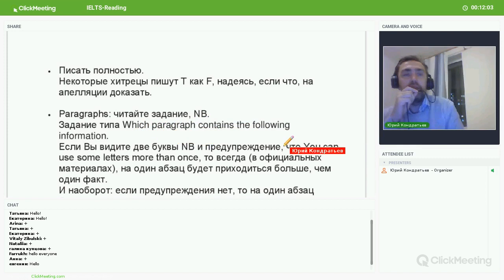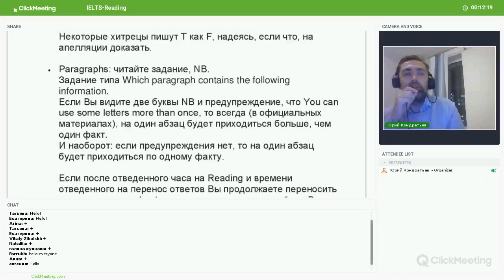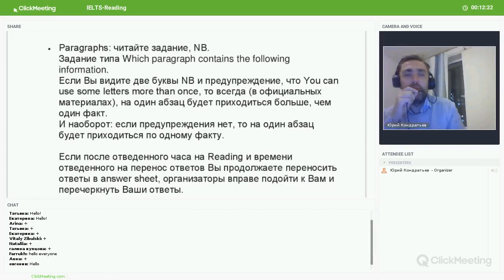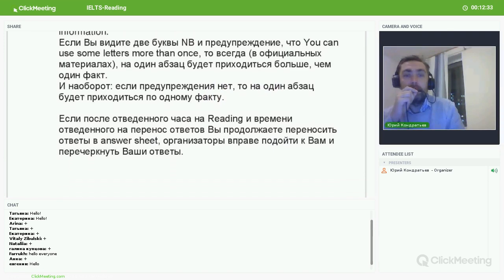Also, look at the NB, nota bene sign. When there is a task, which paragraph contains the following information? We'll try to do a sample of such a reading task. If you can see NB and a warning, you can use some letters more than once. Then in official materials, in real IELTS tests, for one paragraph there will be more than one fact. This will always happen. If there is no NB sign, then it means that for one paragraph there will be one fact only.